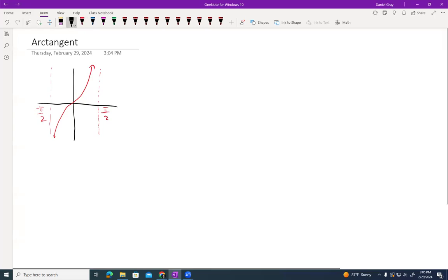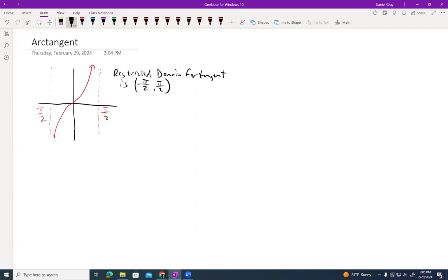So our restricted domain for tangent is negative pi over 2 up to pi over 2, the interval between negative pi over 2 and pi over 2. However, tangent is undefined at negative pi over 2, hence this vertical asymptote, and tangent of pi over 2 is also undefined. So these are not in the domain, so it's an open interval from negative pi over 2 to pi over 2.